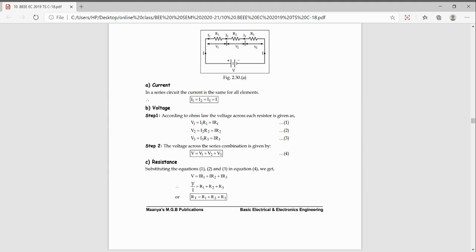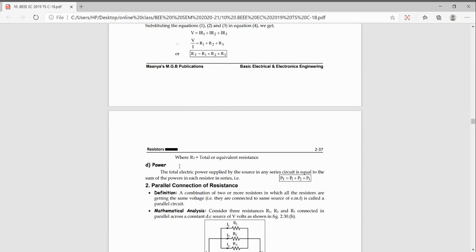Now V by I: I is equal to V by R, so R is equal to V by I. This is the resistance. Capital V is the total voltage, capital I is the total current, so this represents the total resistance. So total resistance is equal to R1 plus R2 plus R3. This means in a series connection, the total resistance value will be the addition of all resistors. Here we have three resistors. If we add these three resistors, we will get the total resistance. So R total is equal to R1 plus R2 plus R3.